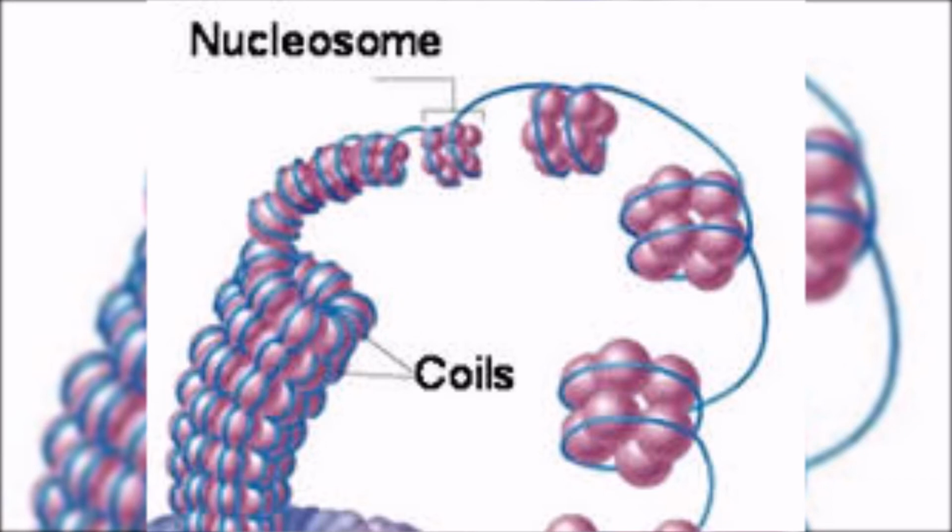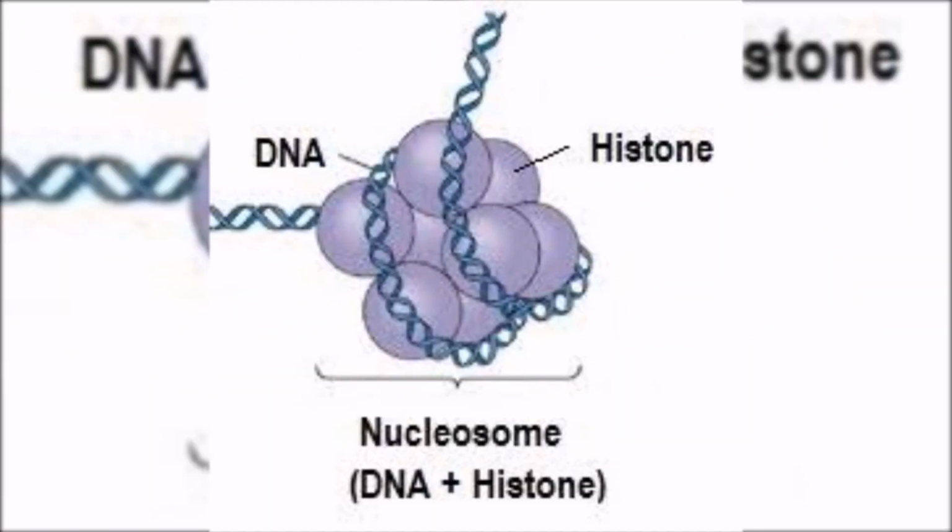DNA forms about 40%, while histone forms about 60% of the chromatin matrix. The nucleosome is the fundamental subunit of chromatin. Each nucleosome is composed of a little less than 2 turns of DNA, approximately 146 base pairs, wrapped around a set of 8 histone proteins which are known as a histone octamer.